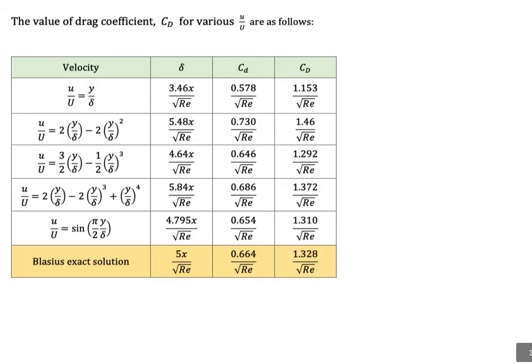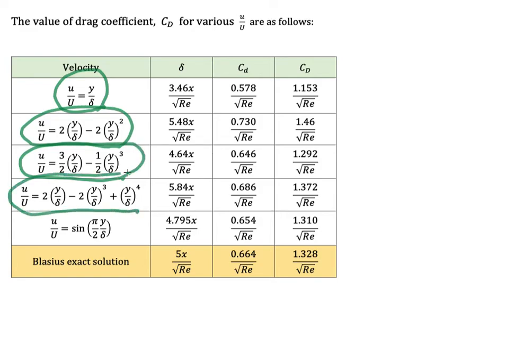Okay, so this is the common velocity profile for laminar boundary layer. We have u over U by the power of 1, y over delta. This is the polynomial, by the power of 2. This is by the power of 3, and this is by the power of 4. And then this is the sinusoidal, u over U equals sine pi over 2 times y over delta.